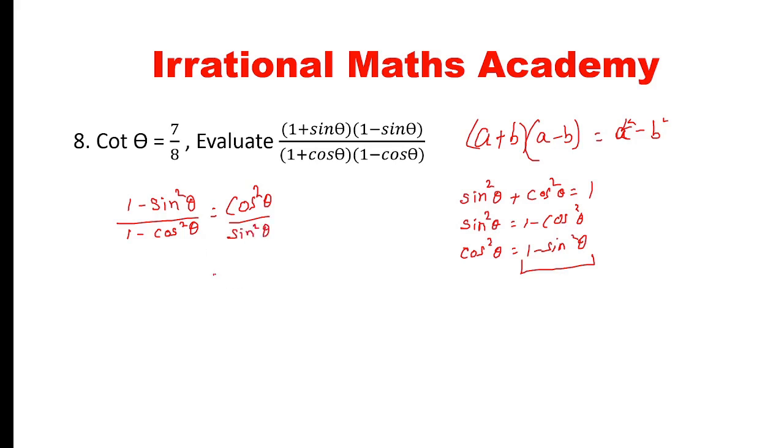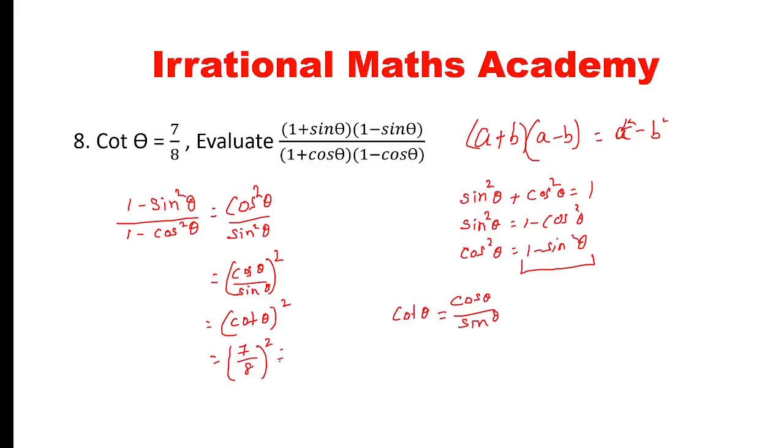For both, the square is there, right? I'll take that square common. Next, what will I get here? Cos theta by sin theta. Cos theta by sin theta is nothing but cot theta. So here also we'll get cot theta whole square. The cot theta value they already gave, that is 7 by 8 whole square. So 7 square is 49, 8 square is 64. That is what they asked.